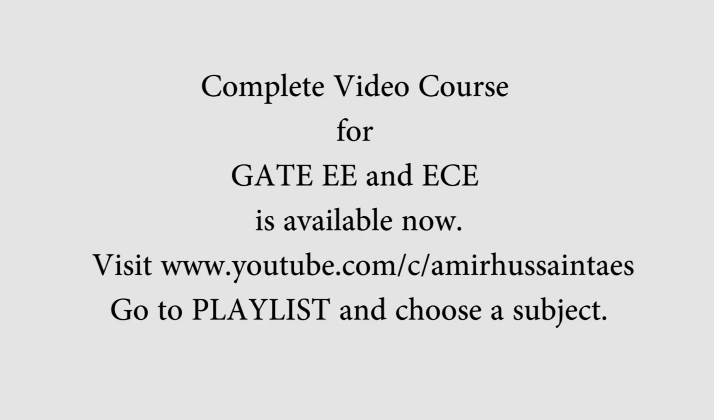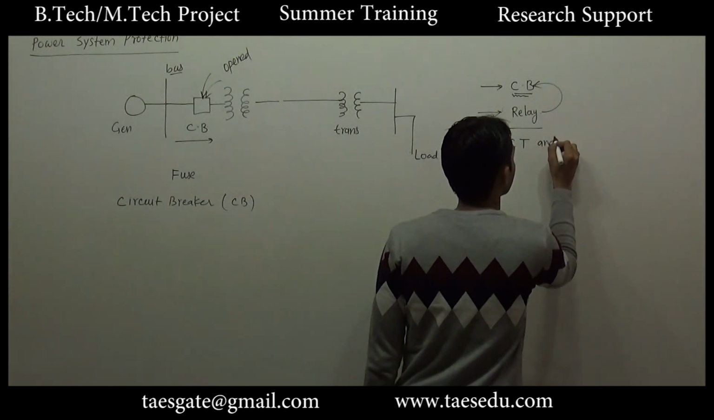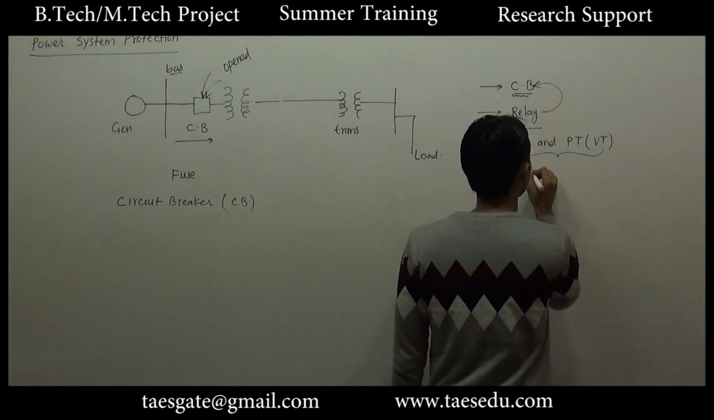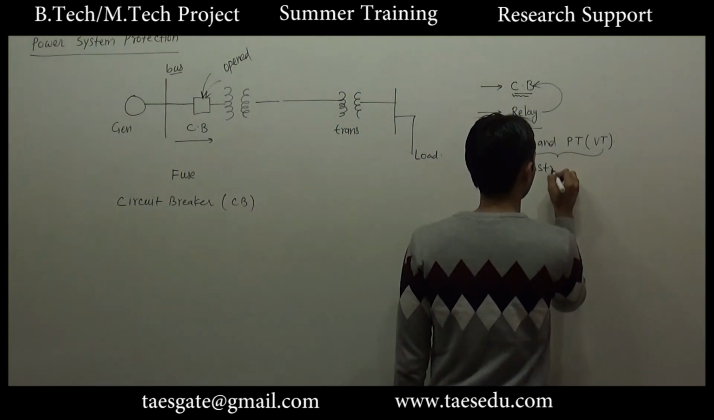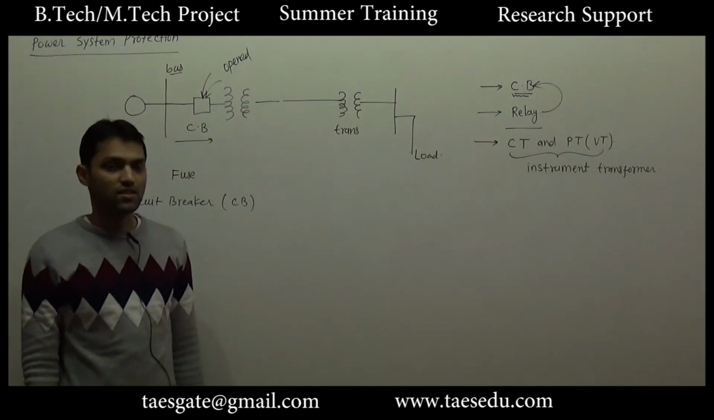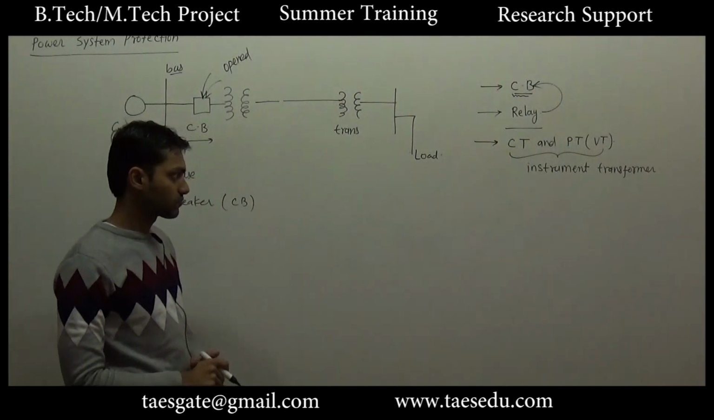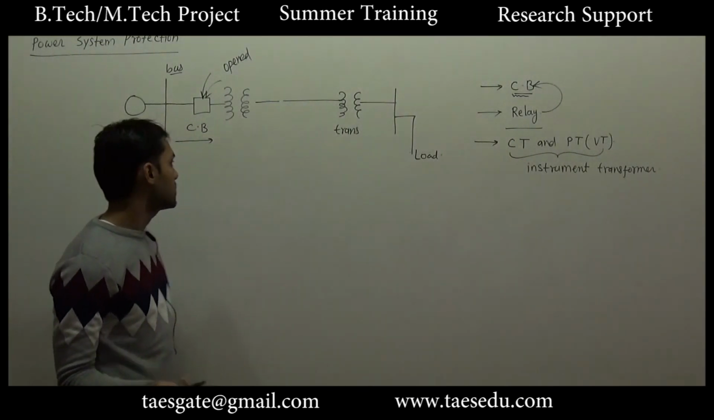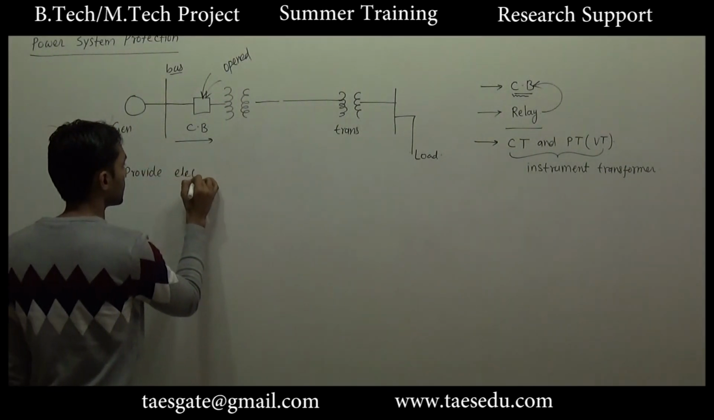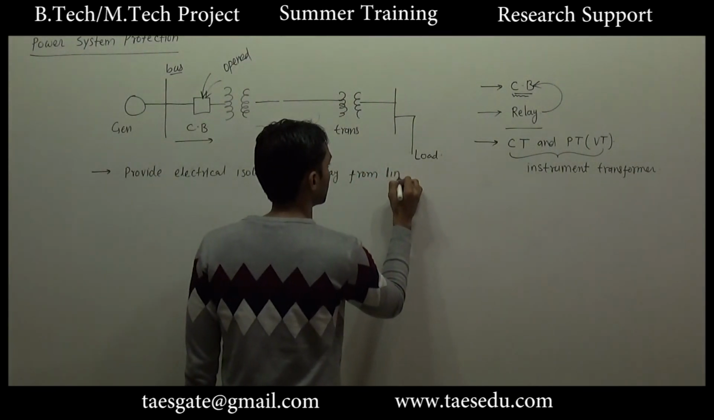Apart from the circuit breaker and relay, we have to study the current transformer and the potential transformer or voltage transformer. These two are instrument transformers. We have already studied instrument transformers in measuring instruments. So what is the use of instrument transformers here? The first use is to provide electrical isolation of the relay from the line.